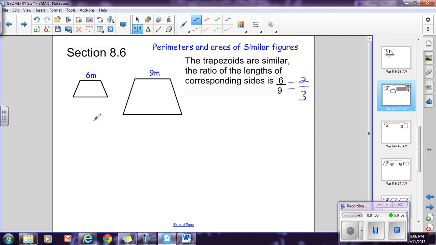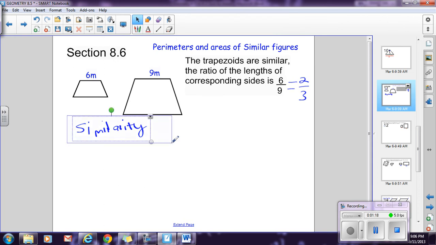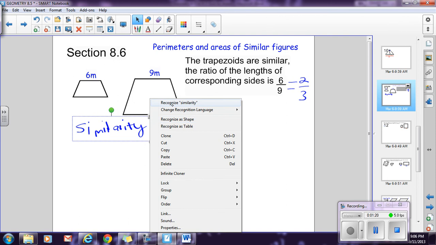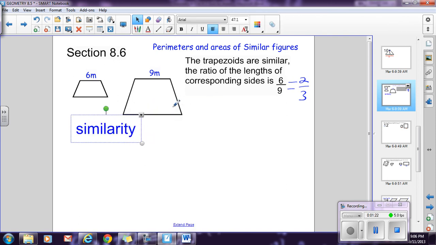So here we go. Similarity ratio. I wonder if this will read my writing. Let's try it. Yes. Genius. The similarity ratio that they're going to have, we already decided it's going to be 2 to 3. Okay? So we decided it's 2 to 3.